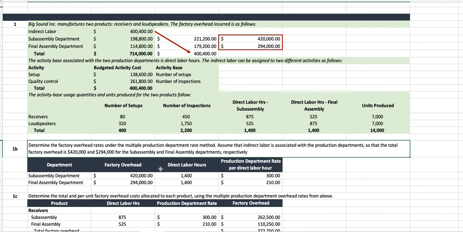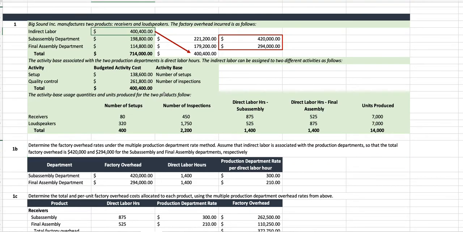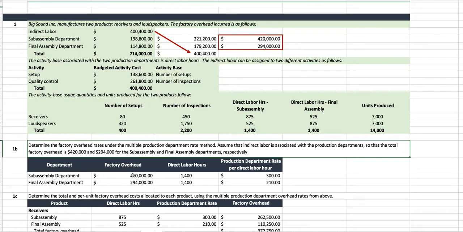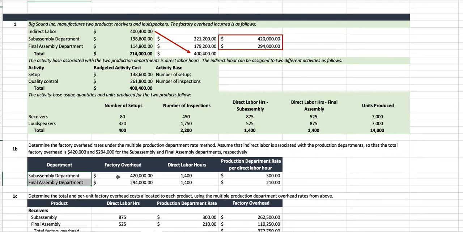Now this is where I want to pause and I want to come back up to the top here. So when they say the indirect labor, they're talking about this piece right here. And you can see that as I summed these two up, it came out to the 400. But basically we're saying that the overhead that we had already accrued here in the subassembly department and in the final assembly department, what we want to do is add that indirect labor to the total to get the 420 and the 294 that is listed in 1B.